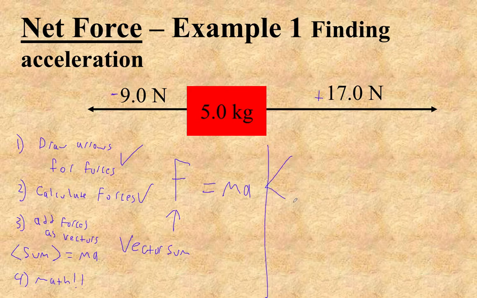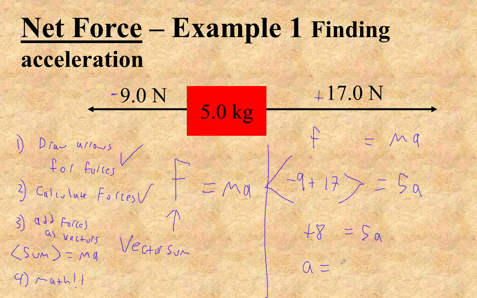So we're going to go -9 plus 17 equals 5 times a. We're just saying F equals ma, and F is now a complicated sum of all these forces. And now we're ready to go. So -9 plus 17 is +8. And then 8 divided by 5 is 1.6. So our acceleration is +1.6 meters per second squared.